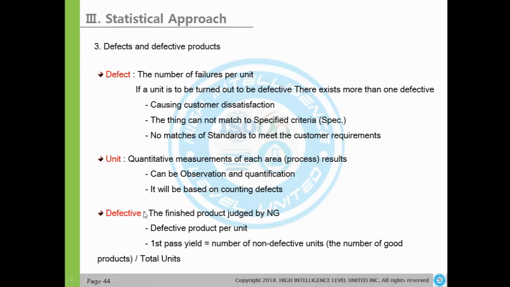What is defective? Defective is the finished product judged as NG. Defective product per unit. First pass yield, number of non-defective units. This one is the number of good products divided by total units.